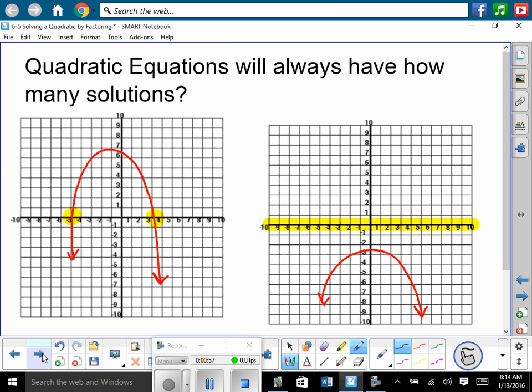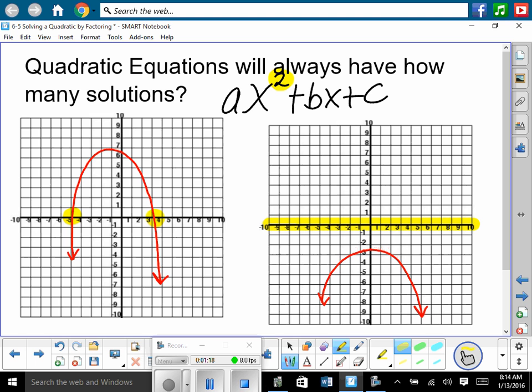Okay, so remember that quadratic equations will always have how many solutions? 2, always. Because remember, we learned the fundamental theorem of algebra says you look at the highest degree. So quadratics have the form ax squared plus bx plus c. And because our highest degree is 2, we will always have 2 solutions of some type.